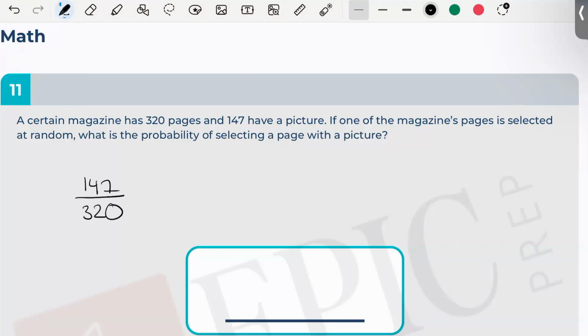And well, I mean, I could just type that in as the answer. That's the answer. Over 320, or you could put it in the decimal form, which is 0.459 as well. Okay, amazing.